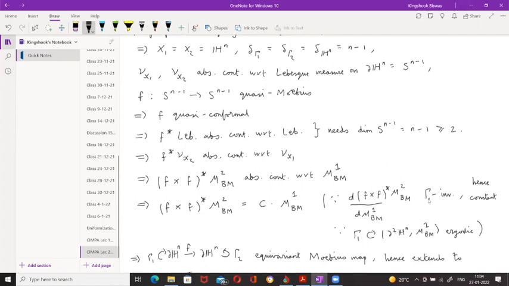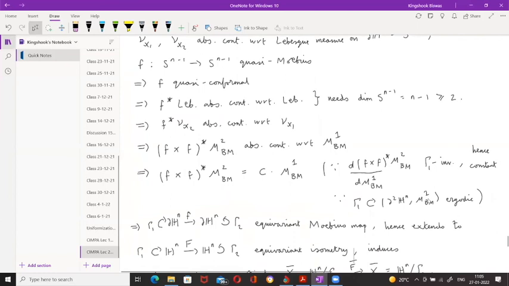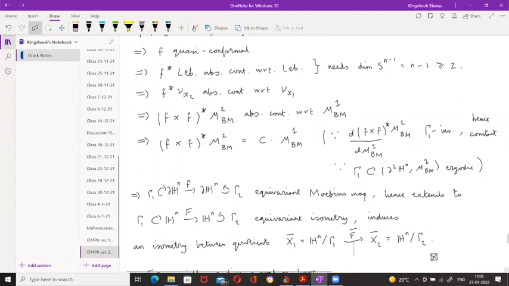And therefore, that means this pullback is equal to a constant times Bowen-Margulis measure on the left-hand side. Okay. Therefore, by the previous theorem, that means that my quasi-Mobius map F is actually a Mobius map, right? So now what is F? F is a Mobius map from boundary Hn to boundary Hn, which conjugates gamma 1 action to gamma 2 action.